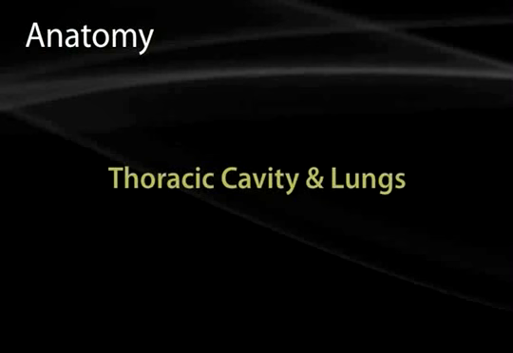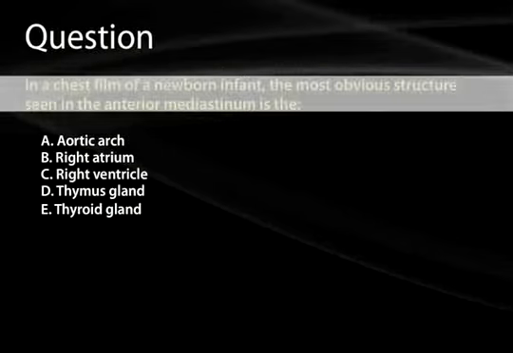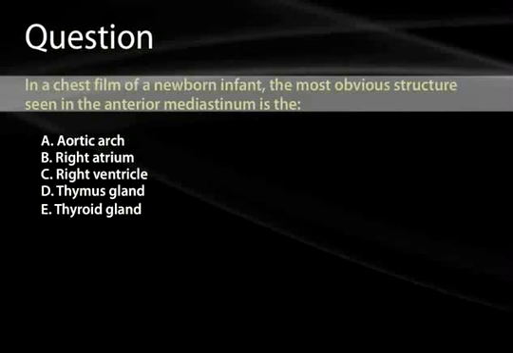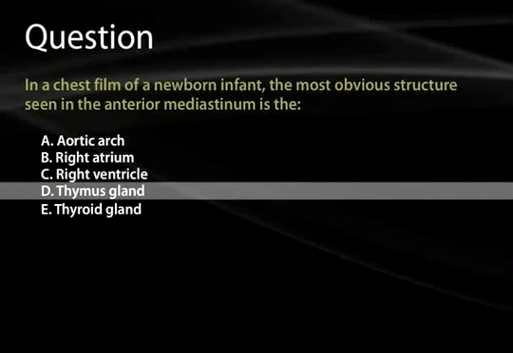We're now looking at section 22, the thoracic cavity and lungs, as we start to look at the contents of the thoracic cage. In a chest film of a newborn infant, the most obvious structure seen in the anterior mediastinum is the thymus gland. The thymus gland is going to be prominent in the infant because of its position and activity level in early embryogenesis as well as early infancy.